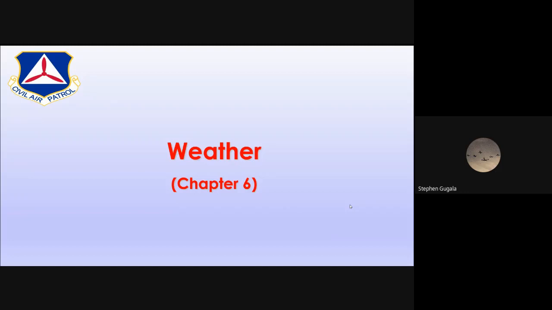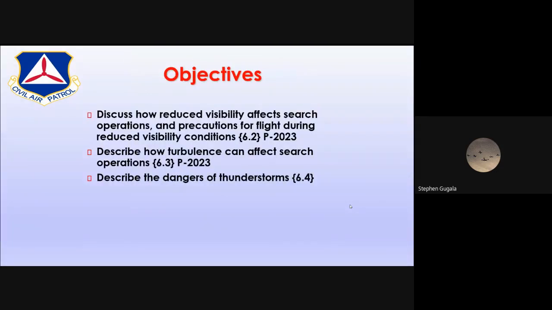Here we go. All right, we're in the home stretch, folks. Definitely going to be the fire hose again today. We're going to move in a lot of different directions. We're going to start with a discussion about weather from the scanner's perspective. We're going to talk about visibility. Reduced visibility and the effects of it on just the air ops and the search operations, precautions for flight during reduced visibility conditions, and that's task P2023.